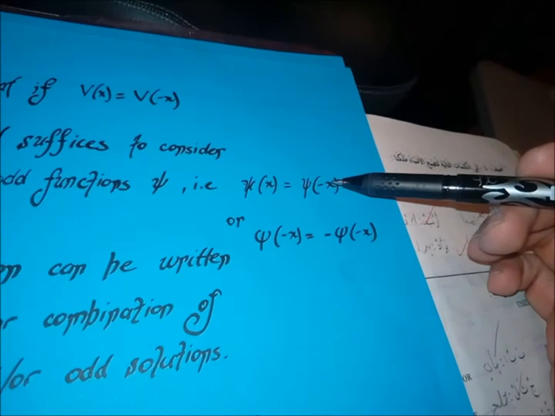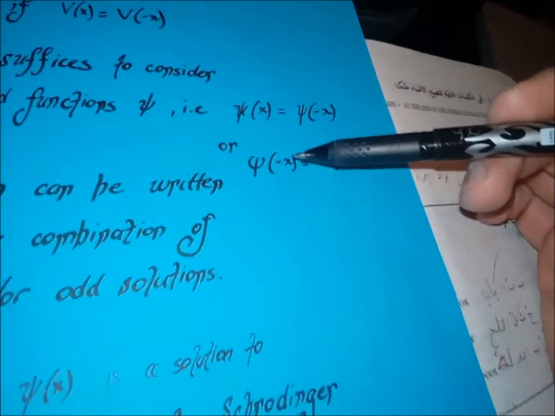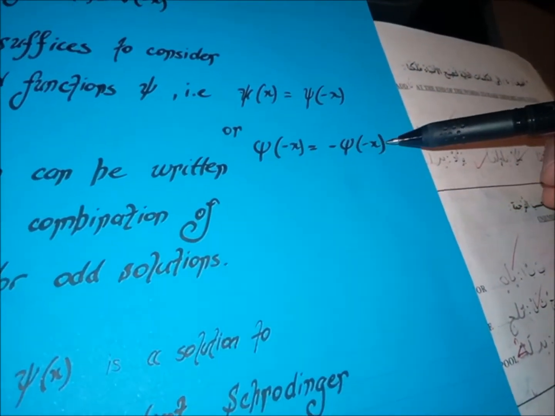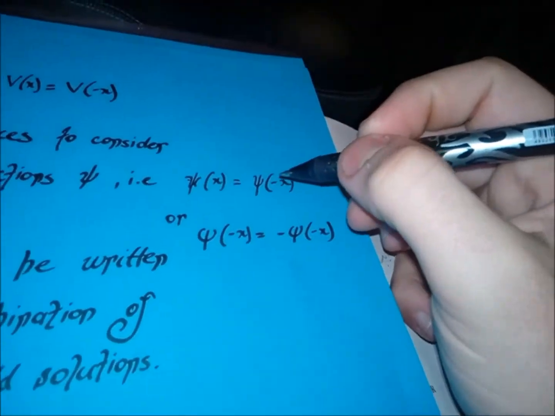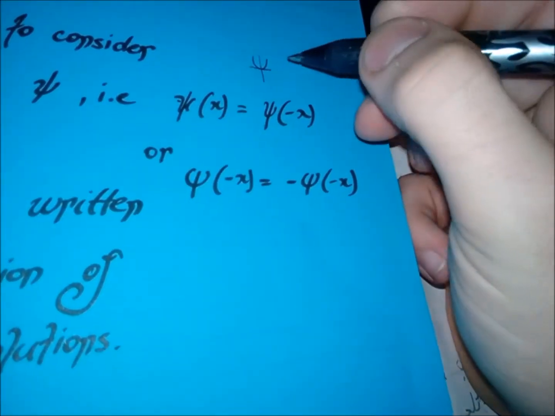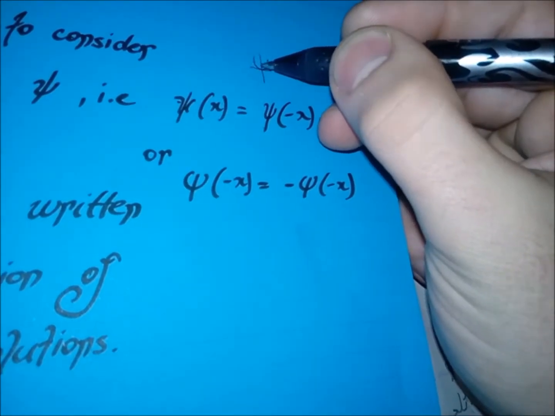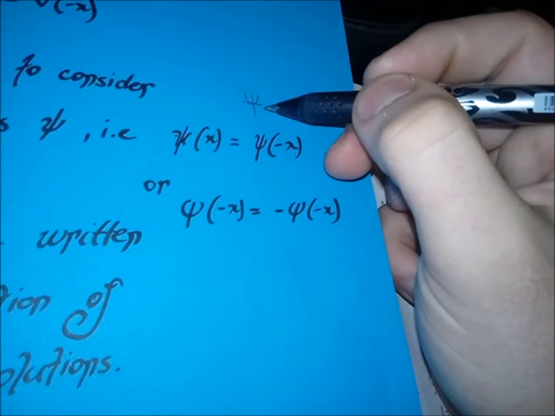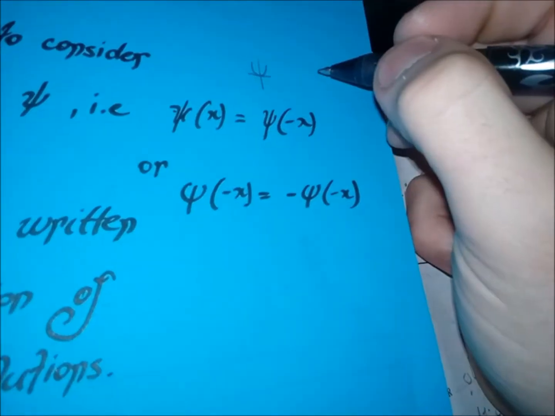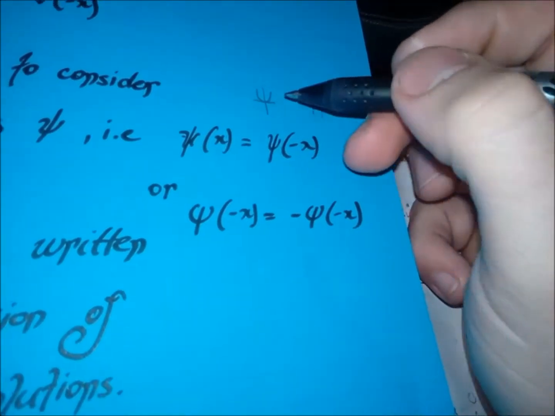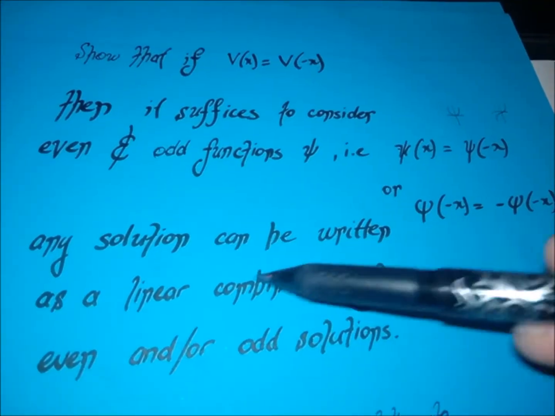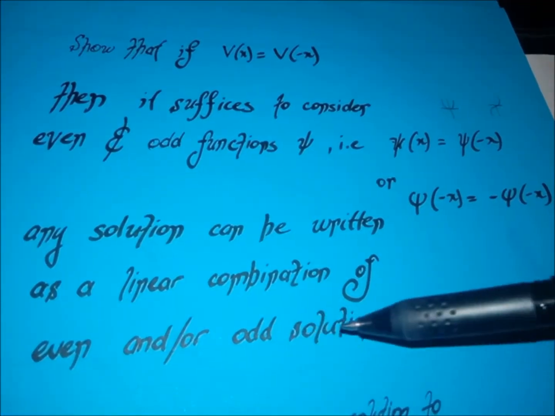So phi of x equals phi of minus x, which is even, and the other one, phi of minus x equals minus phi of x, which is odd. An even function is like a mirror image, like y equals x squared. The function at that location gives the same y value: negative x squared and x squared give the same y. And an odd function would be like a cubic, where it's rotated around. Any solution can be written as a linear combination of even and/or odd solutions.